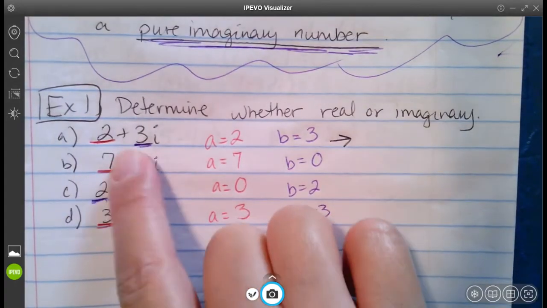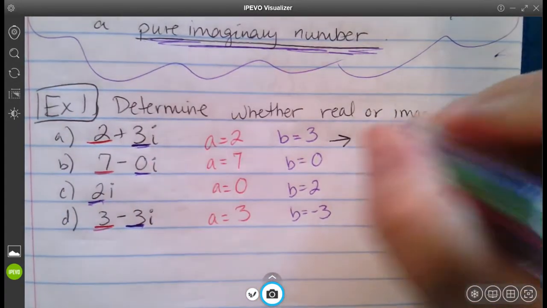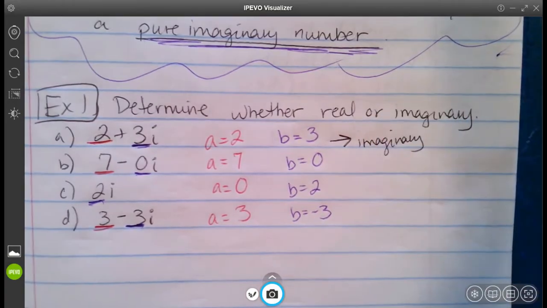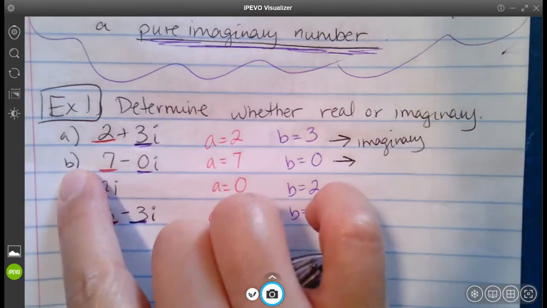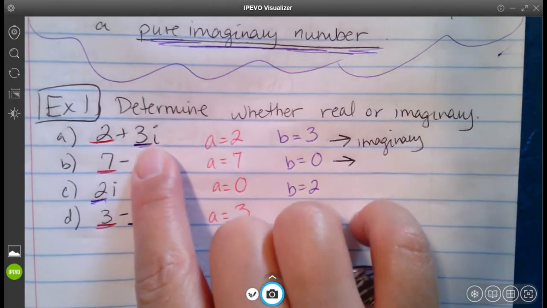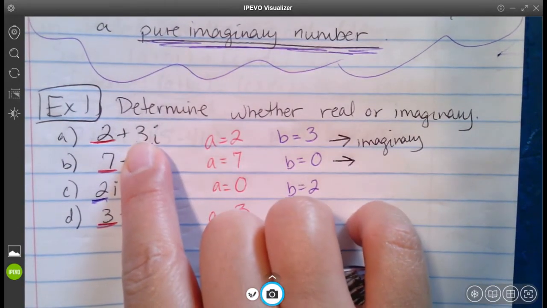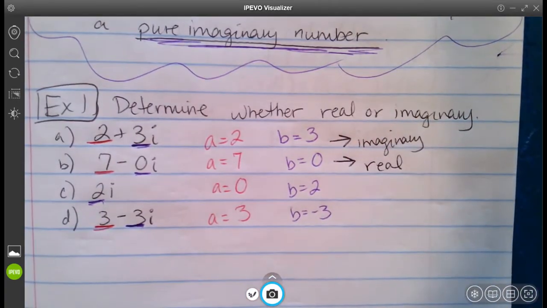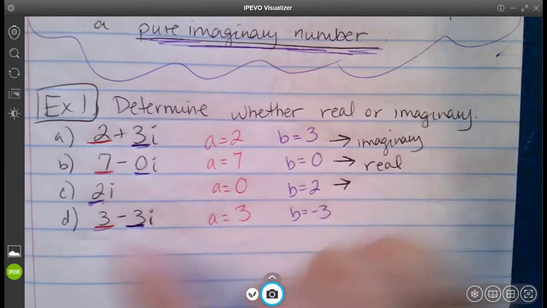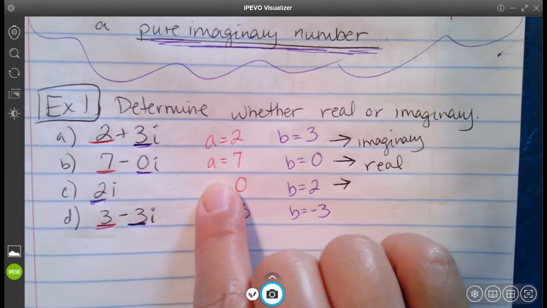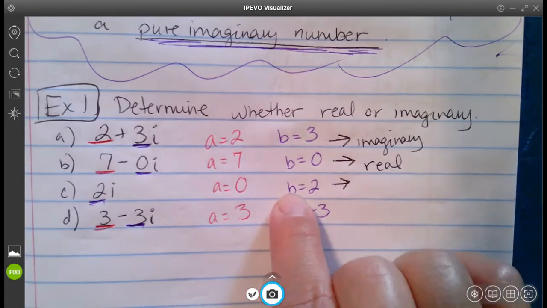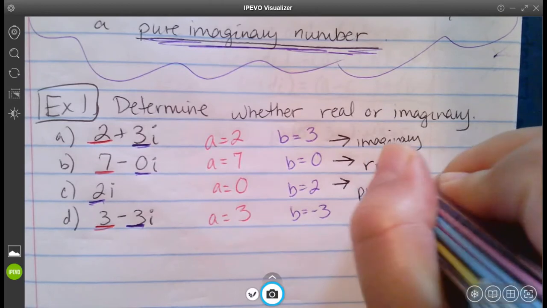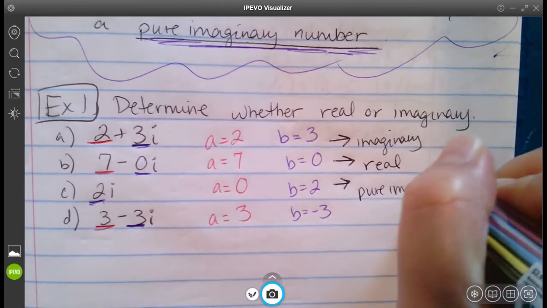For letter A, since we have both parts, it's going to be imaginary. For letter B, since b is equal to 0, it's really not there because 0 times anything is 0, so this one is going to be a real number. For letter C, we can see that a is equal to 0 and b is not equal to 0. In other words, we have a value for b, so this is going to be a pure imaginary number.